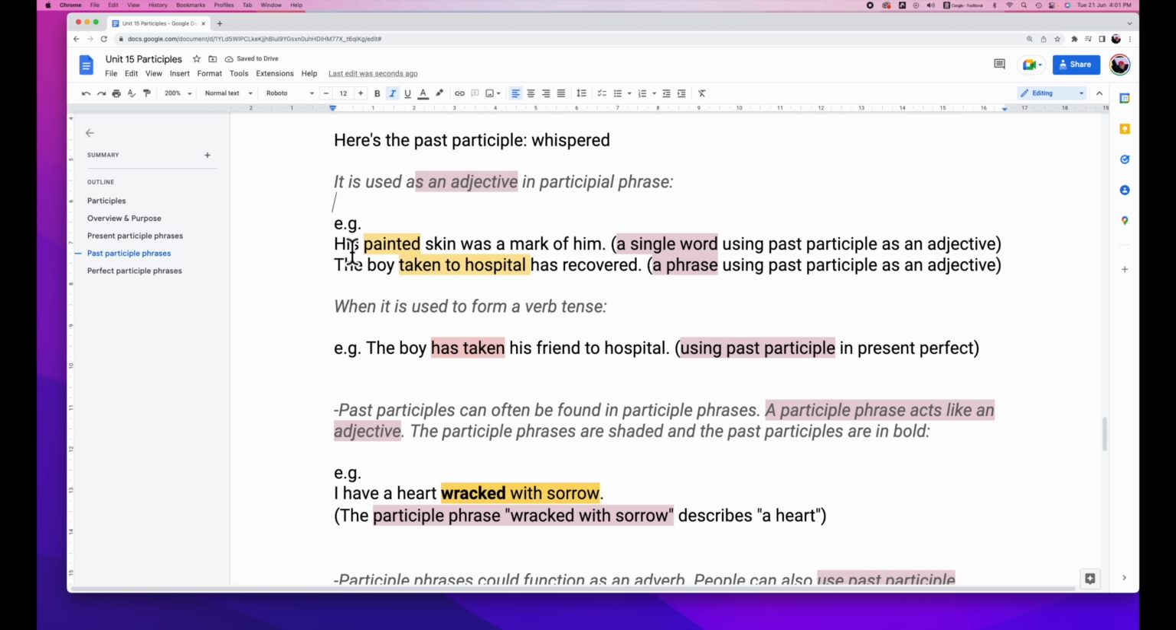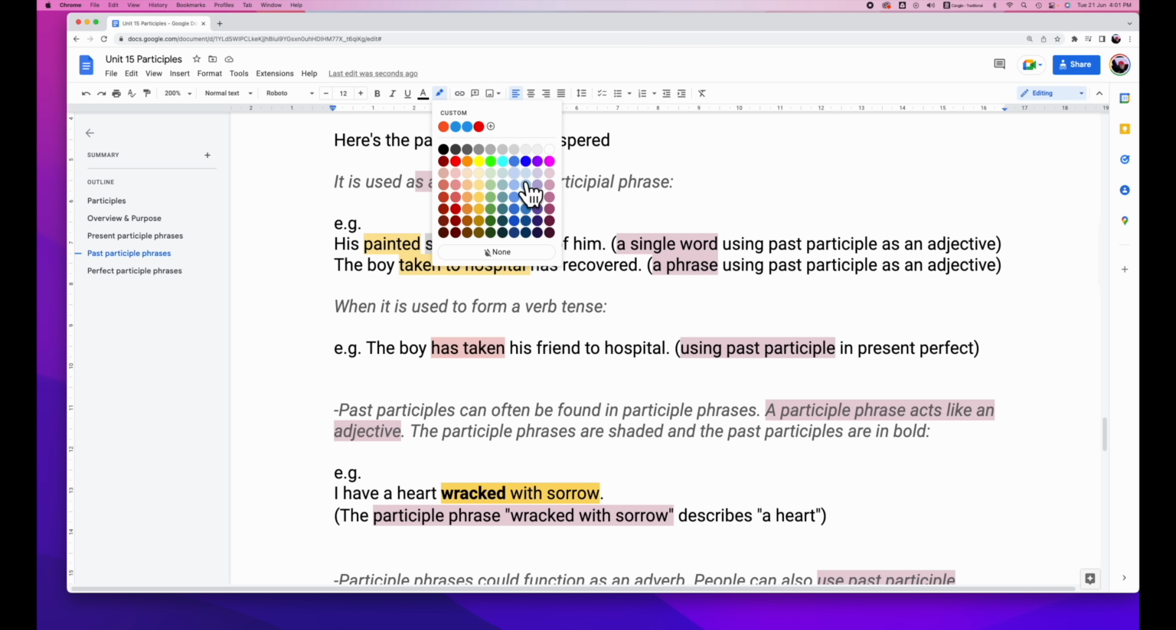First example, his painted skin. The word painted is a single word using the past participle as an adjective, telling you more about skin, the word in blue. And the other one: the boy taken to hospital has recovered. Taken to hospital is a phrase using the past participle as an adjective, and this part in yellow is telling you more about the boy.